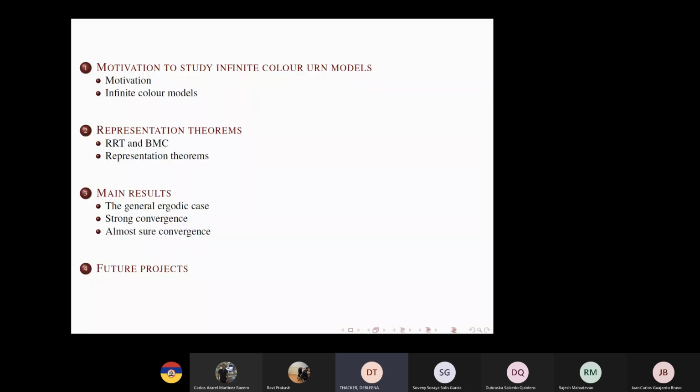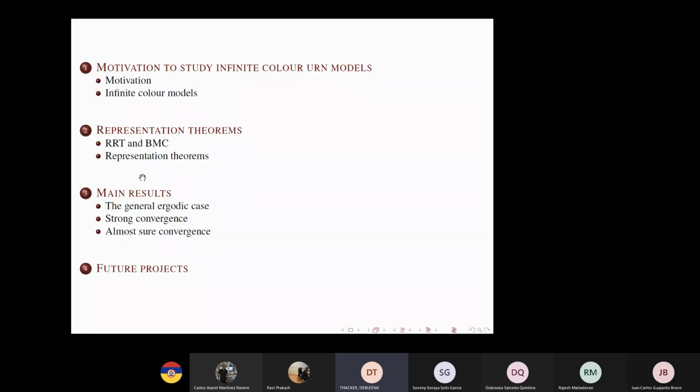Then the representation theorem part is the most important part of this talk, where we are going to discuss a kind of coupling of the infinite color urn model on a structure called the random recursive tree, abbreviated as RRT, and another process on this random recursive tree, which is known as the branching Markov chain. I'll come to all these definitions later on.